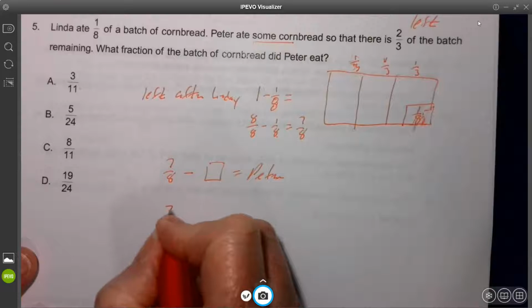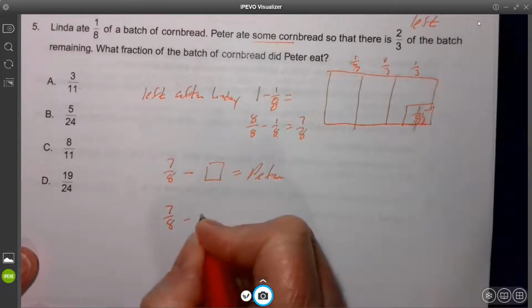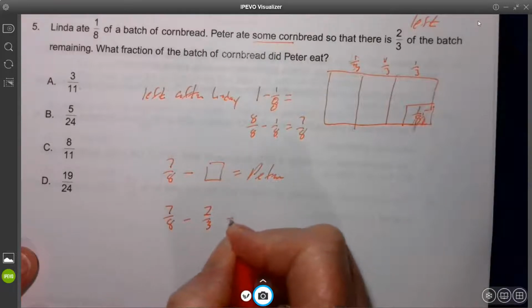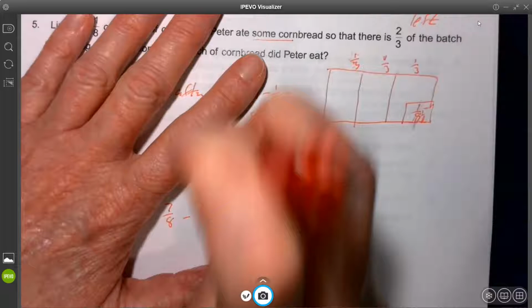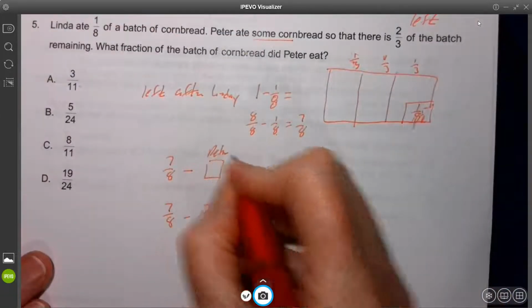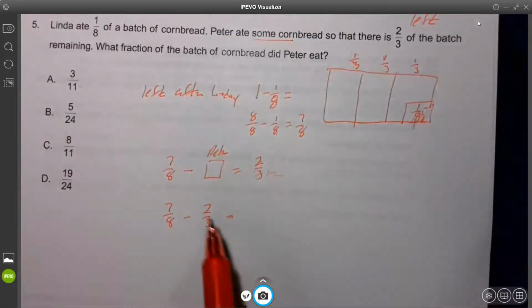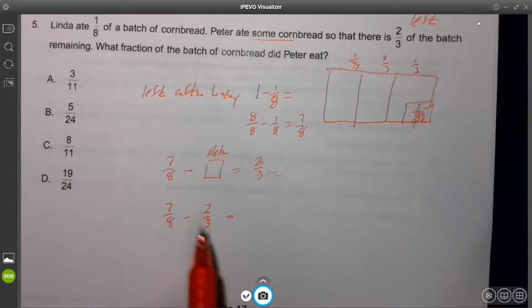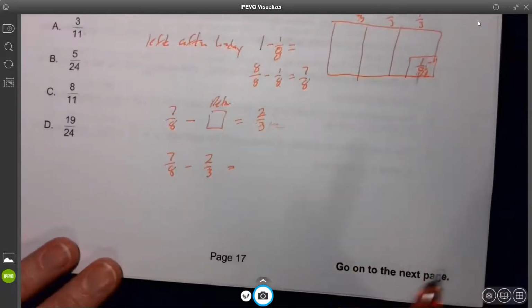But couldn't I also say, couldn't I take off what is left, which is 2/3, and get what Peter ate? Whoops. So I can write it this way. This is Peter, and we have 2/3 left. But I could also just take what I have, subtract off what's left after Peter, and get it. Again, your calculator can do that for you.